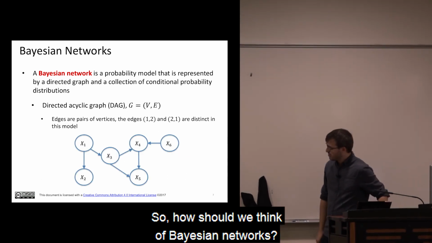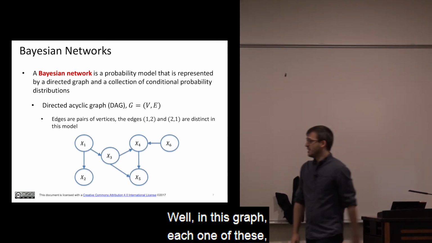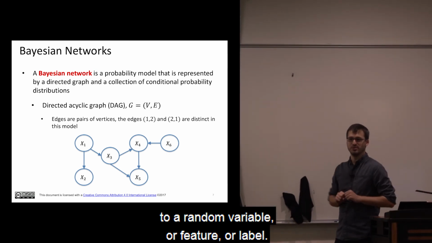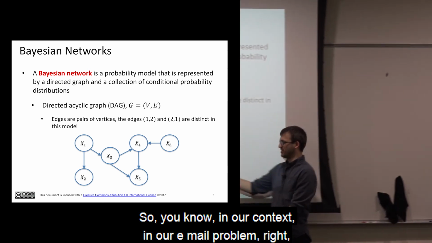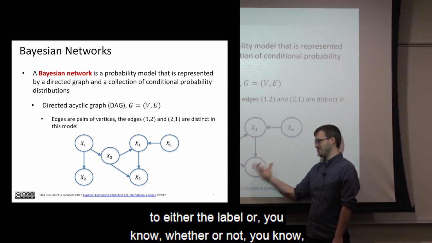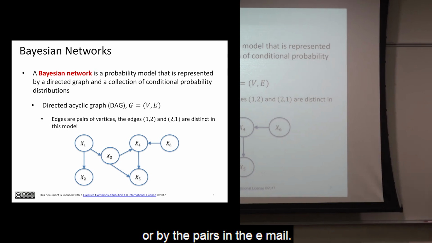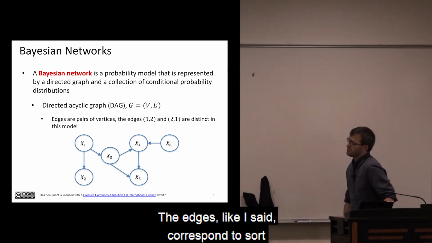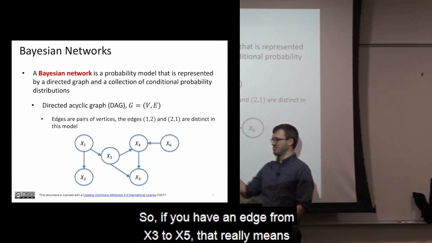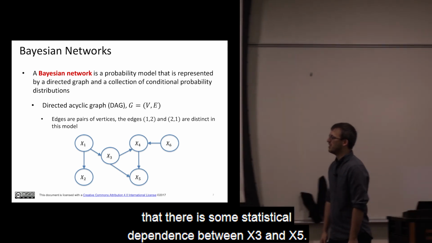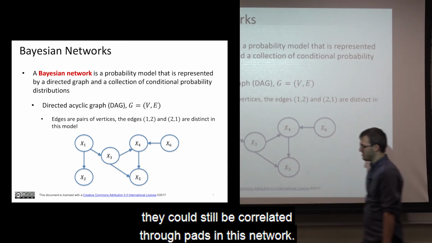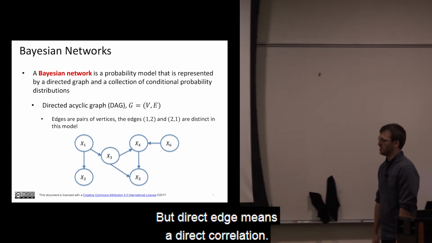So how should we think of Bayesian networks? Well, in this graph, each one of the nodes is going to correspond to a random variable, or feature or label. In our email problem, we can think of these x's as corresponding to either the label or whether or not word 5 appears in an email. The edges, like I said, correspond to a direct statistical correlation. If you have an edge from x3 to x5, it really means that there's some statistical dependence between x3 and x5. If you don't have a direct edge between a pair of variables, they could still be correlated through paths in this network. But a direct edge means a direct statistical correlation.